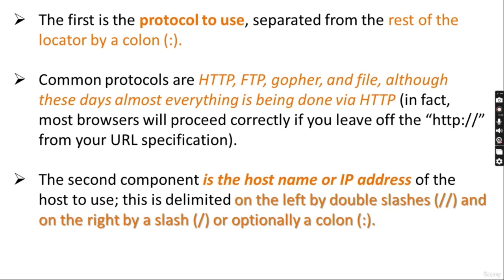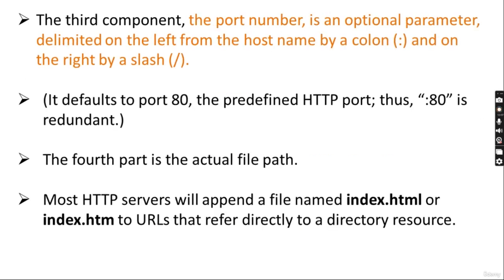The second component is the host name or IP address of the host to use. It is delimited on the left by double slashes and on the right by a slash or optionally a colon. So the host name or IP address is delimited on the left by double slashes and on the right by a forward slash. So it is like http colon and then the IP address.